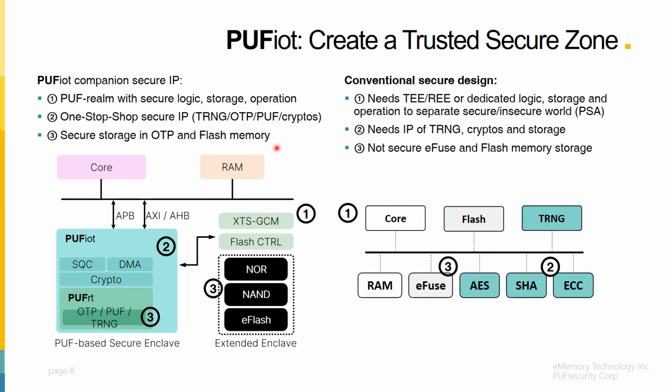Third, PUF HUK can help convert commodity flash to secure flash and convert NOR OTP to secure OTP. The on-chip HUK is a unique on-chip fingerprint. This means that the SOC and storage media have been paired to prevent tampering.